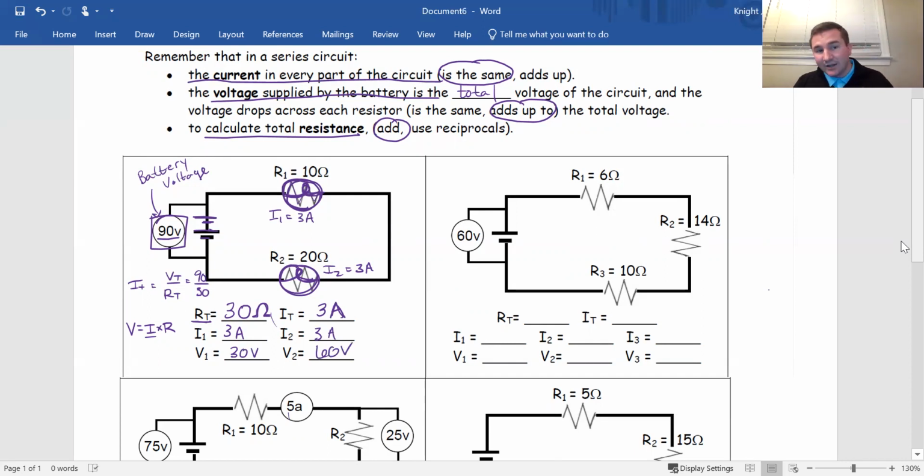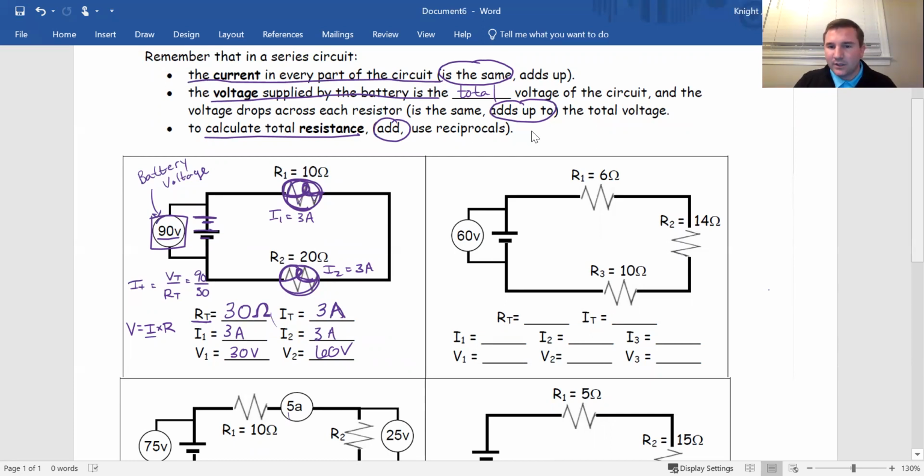And we could check that because we know that the voltage drops across each resistor add to the total voltage. So 30 plus 60 has to be the total voltage. Total voltage is the battery voltage. 30 plus 60 is 90. So that checks out. All right, so we're doing a little circuit analysis here, right? We're looking at these circuits and we're seeing if we can figure some things out based on resistance, current, and voltage. All right, so there's that one.